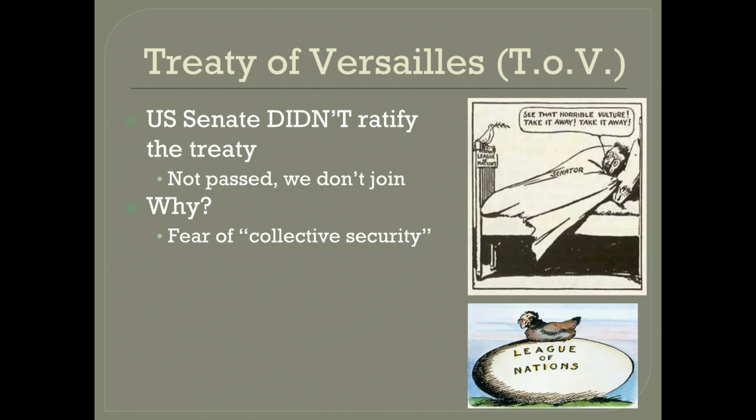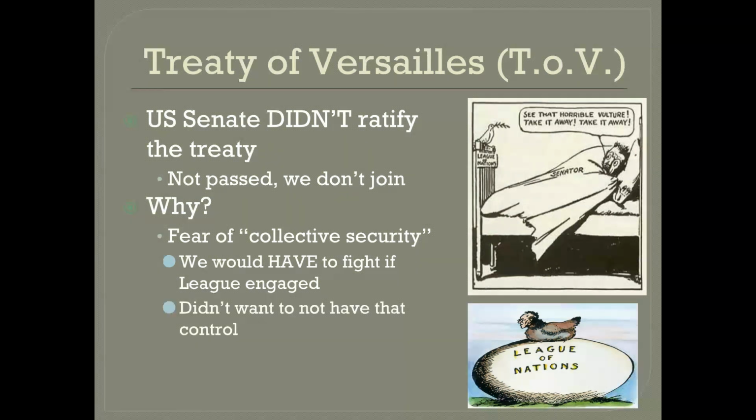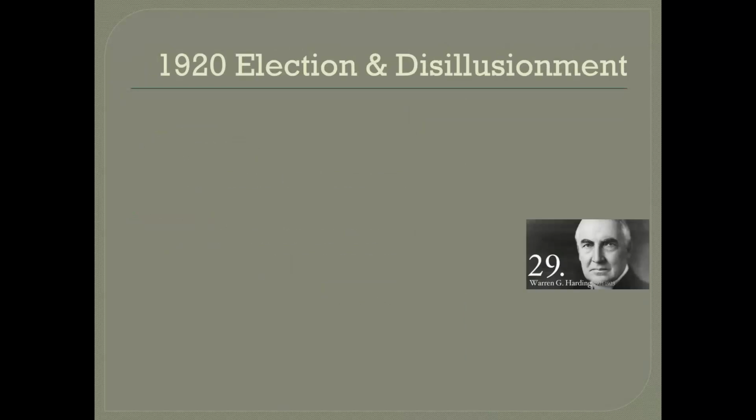Again, the United States had a fear of collective security, which pretty much means we wanted to worry about ourselves and not anybody else. We would have to fight if the League of Nations got into a war. So therefore, the Senate is not willing to pass the Treaty of Versailles. I think it loses by 7 votes. And that pretty much puts an end to the United States ever officially ending World War I.